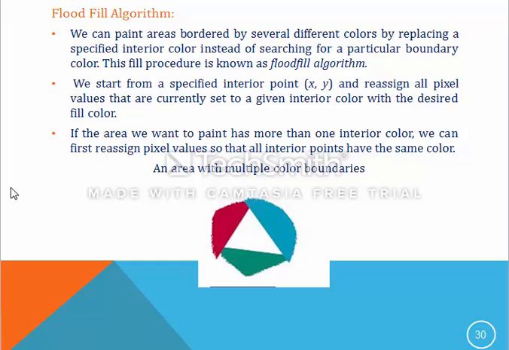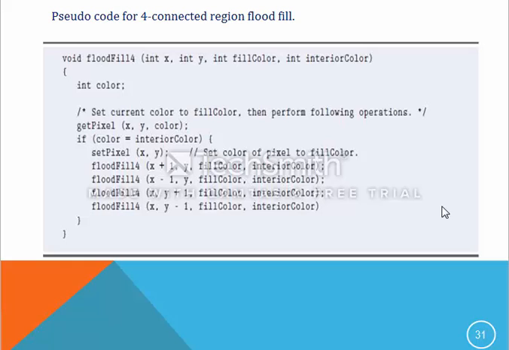If the area we want to paint has more than one interior color, we can first reassign pixel values so that all interior points have the same color. This is a figure which shows an area with multiple color boundaries. Using either a 4 connected or 8 connected approach, we can step through pixel positions until all interior points have been repainted. The following procedure fills a 4 connected region recursively starting from the input position.